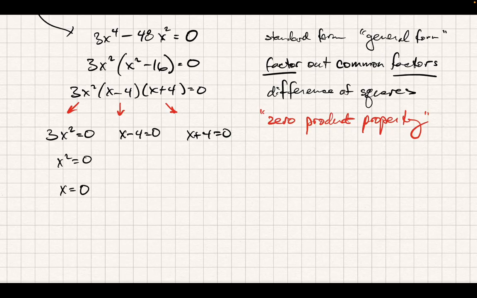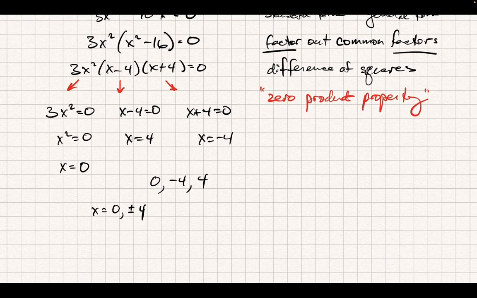Miley, what's my answer for my second one? x equals 4. And Anna, x equals negative 4. If you're putting your answer into WebAssign, you can do it this way. If you're just writing it in math, you could do it this way: 0 and plus or minus 4.